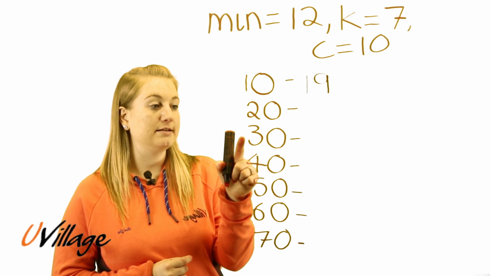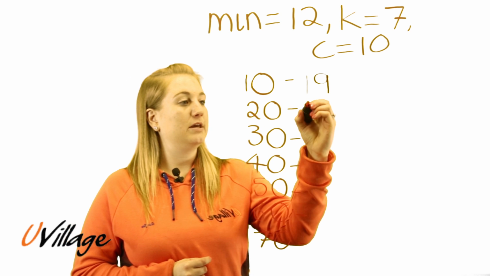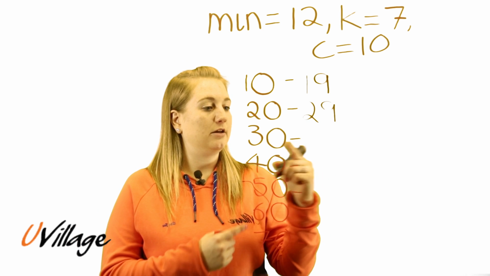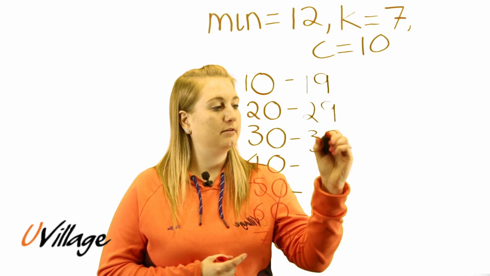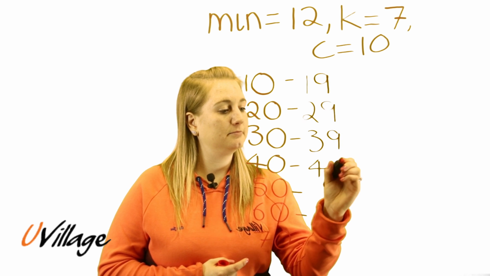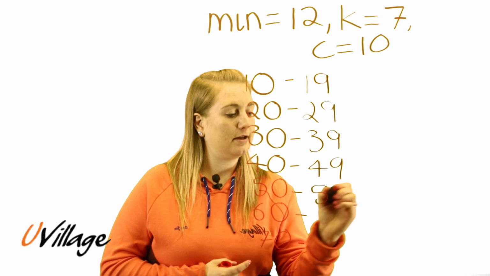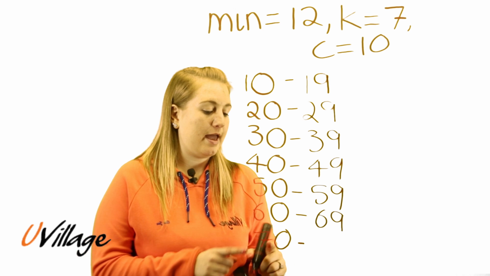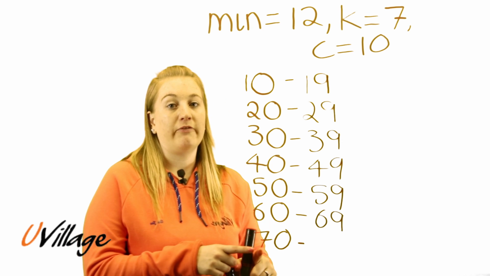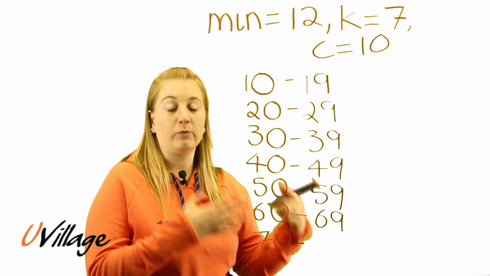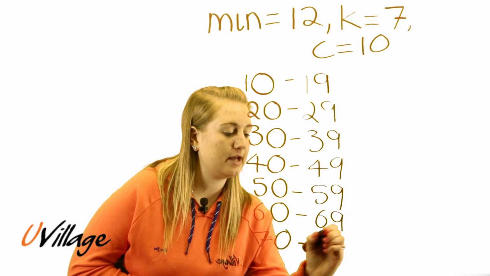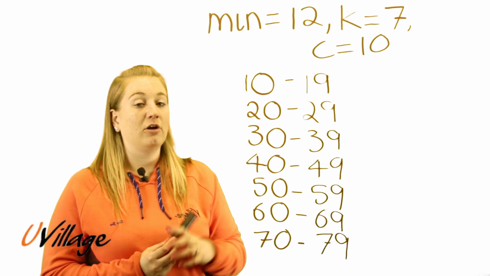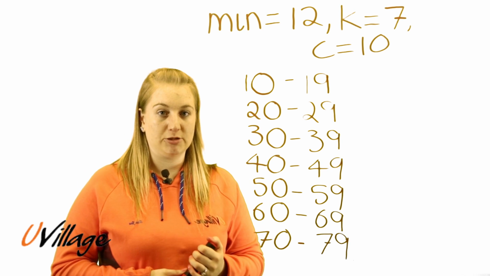Then the value less than this lower value will be 29, and so on. So this value will be 39, then 49, then 59, 69, and then obviously this class, the next class's lower value would have been 80, so it goes up to a value of 79. And those are your class intervals for your frequency distribution.